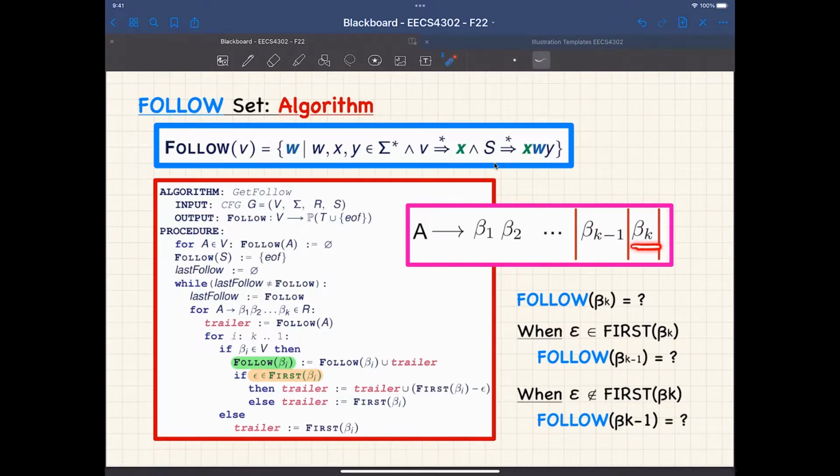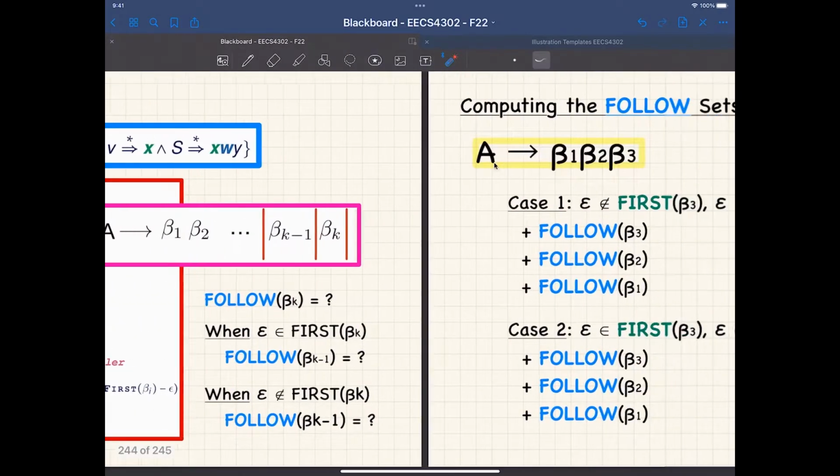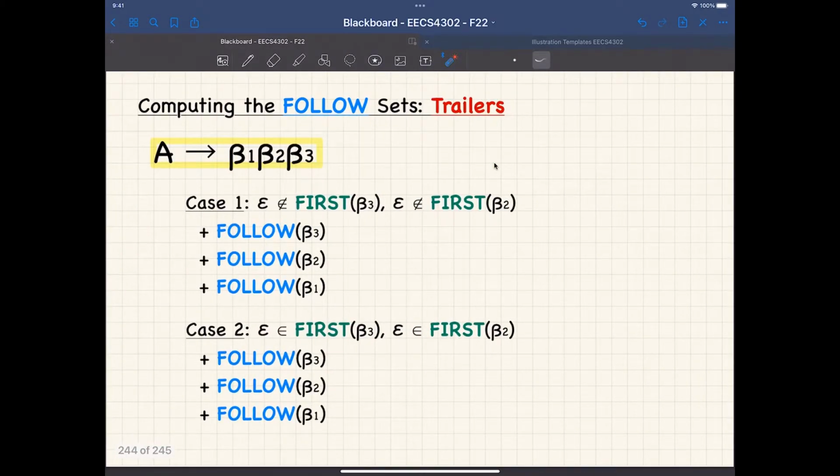So let's say, how do you calculate that? You actually got different cases. But you know what? Why don't we look at this one here? I think that'll be easier. Okay, let's look at this one. Let's say we got this production rule. We say A produces beta 1, beta 2, and beta 3. Okay? And we somehow want to calculate the follow of each one of them, each of the components.